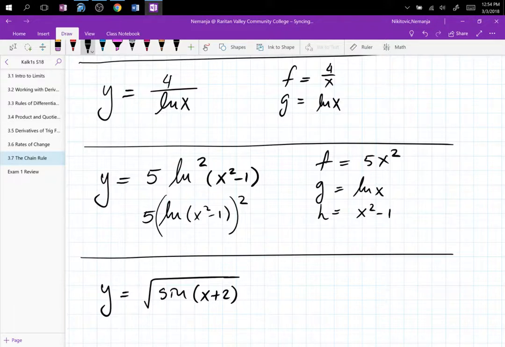Okay, so how many layers? 3. F, G, H, good. What's the layer F? Square root of x, good. Next one. Sine x. Great, next one. X plus 2. X plus 2, great. That's it.